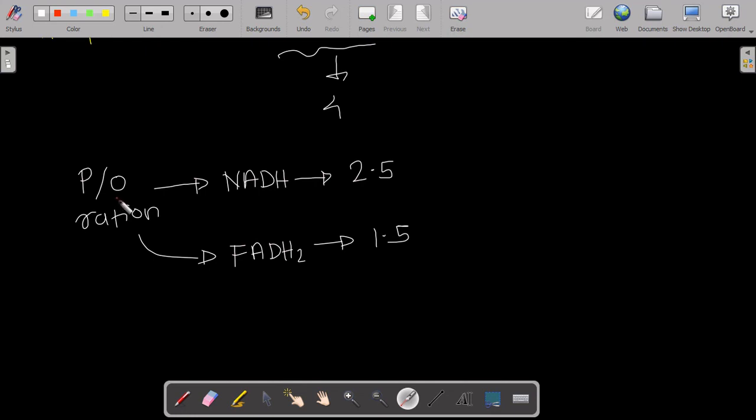by utilizing 1 oxygen due to NADH, 2.5 ATPs are produced, and by utilizing oxygen for 1 FADH2, 1.5 ATPs are produced. For NADH it is 2.5 ATP per oxygen, and for FADH2 it is 1.5 ATP per oxygen molecule, that is the PO ratio.